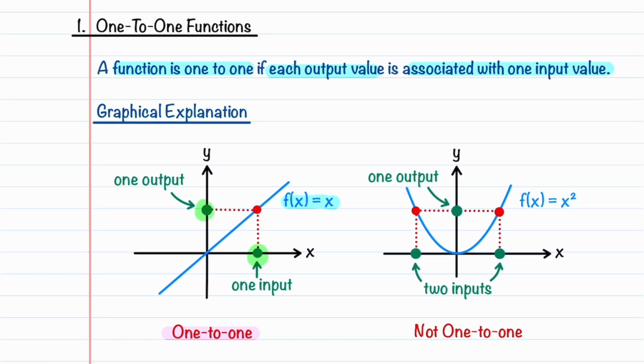On the right, I have a function that is not one-to-one. This function is just the function f of x is equal to x squared, and it's a quadratic function. With this function, we have this input and this input, and both of those inputs have the same y value, which is this value right here. So we have two inputs that have the same output value. And because we have more than one input associated with one output, our function is not one-to-one.